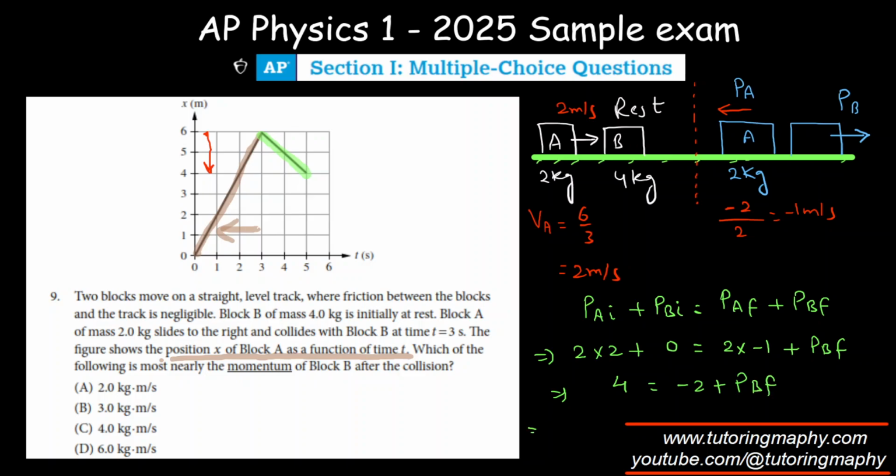Adding 2 to both sides, the answer for PB final is going to be 4 plus 2, which is 6 kilogram meters per second. So the answer should be option D. Fortunately, it is indeed in the options. So they tested us on a little bit of kinematics and eventually momentum conservation.